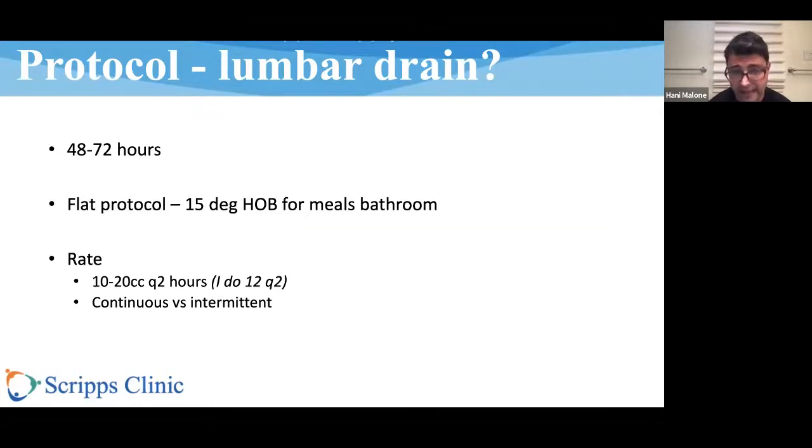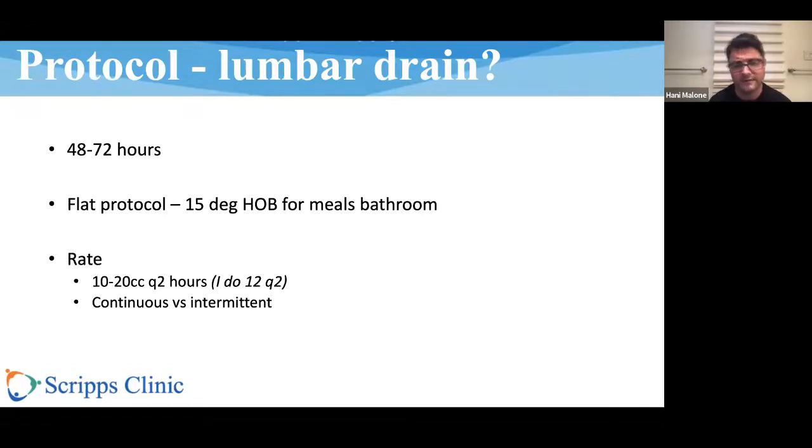I keep them flat, obviously, to minimize the postural headache that you should have if you're having a lumbar drain placed, but also just to take pressure off the dural closure. If you're going to be flat for 2 to 3 days, I think it's good to allow people to sit up just a little bit so they can use the commode or whatever. But also for meals, just so they don't aspirate. But for the most part, I like to have them flat.